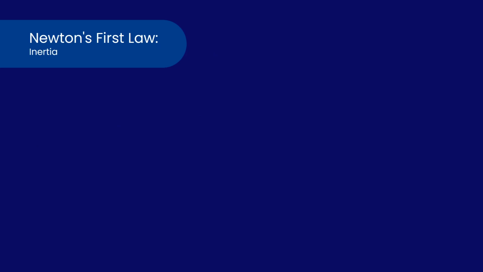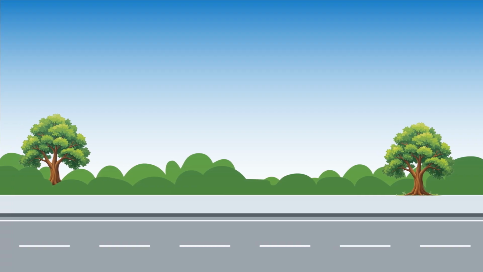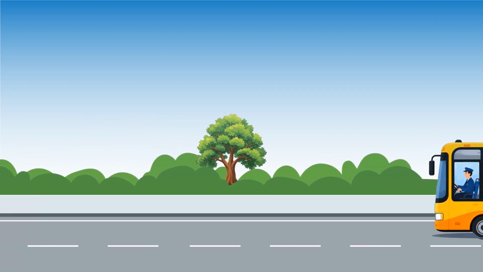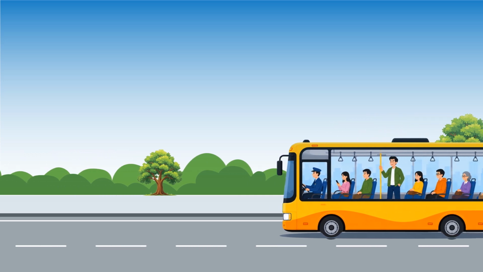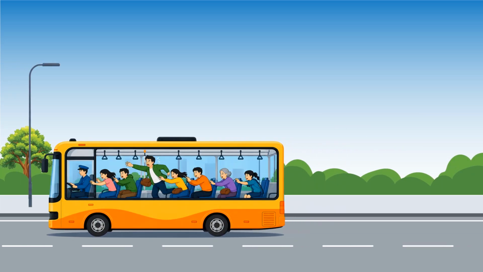Newton's first law is called the law of inertia. It states that objects remain at rest or continue moving at a constant velocity unless acted upon by an external force. See here, a bus moving and the people inside the bus are also moving along with it. When the bus stops suddenly, the passengers move forward because their bodies tend to keep moving. This demonstrates the concept of inertia, where an object resists any change in its state of motion.